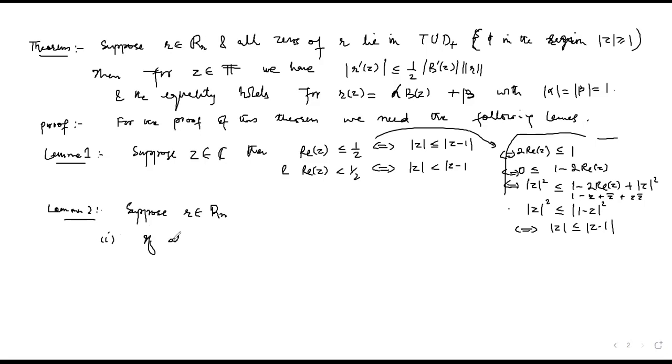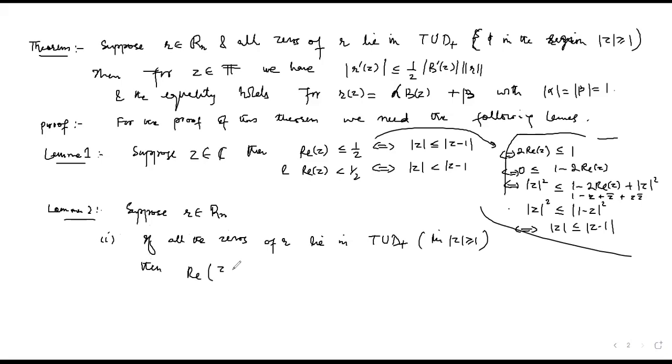If all the zeros of R lie in T union D plus, which is our condition above, that means in the region where modulus of z is greater than or equal to 1, then real part of z into R dash z divided by R of z is less than or equal to 1/2 modulus of B dash z for z belonging to T, and of course R(z) not equal to 0.